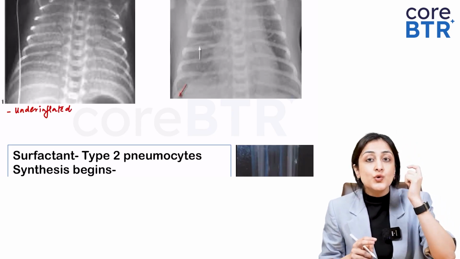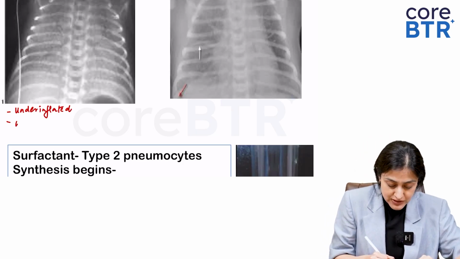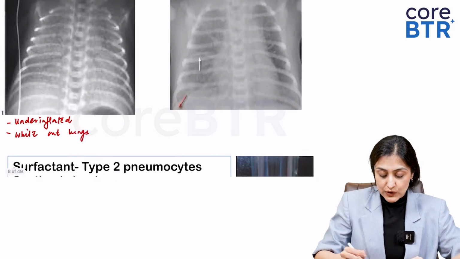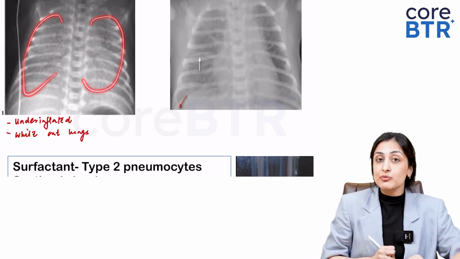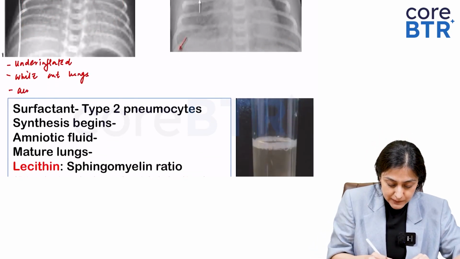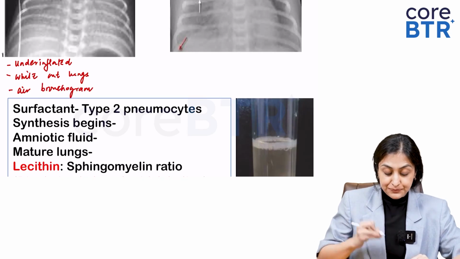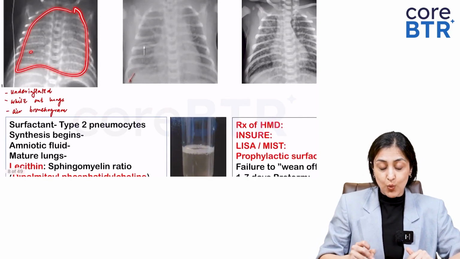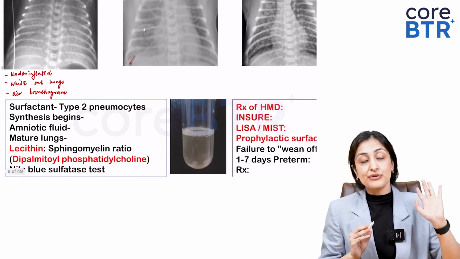Second, because there is no air in the alveoli, now what's going to happen? They are collapsed. So I'm going to see white out lungs, completely white. It's just like collapse. And is the bronchus going to have air? Yes, the bronchus will continue to have air because there is no problem in the bronchus, the problem is in the distal alveoli, and that is why I'm going to see something called air bronchogram, right? So this is what we are going to see in hyaline membrane disease: underinflated lung fields, white out lungs, air bronchogram. All right, so this is how you make a diagnosis of RDS.